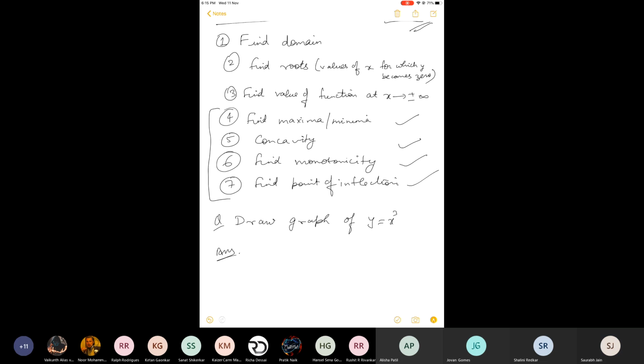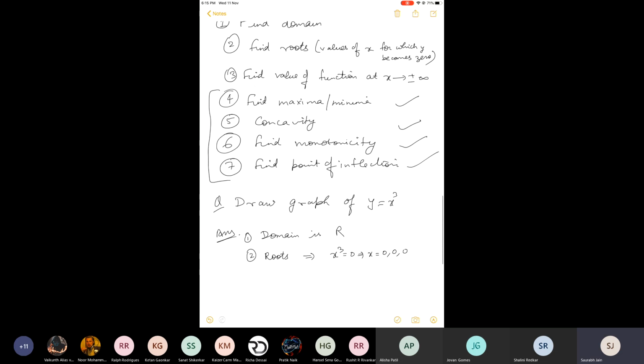So first step, domain is R, polynomial function. Second, roots. For roots, you will put y equals 0. You will get three equal roots. Cubic equation, three roots, all are same, all are 0.